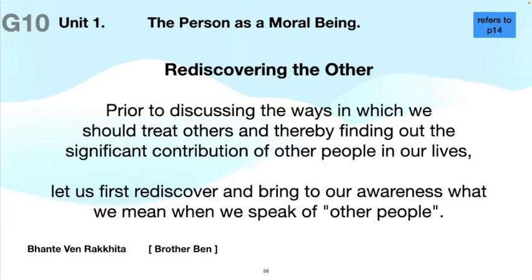Rediscovering the other. Prior to discussing the ways in which we would treat others and thereby finding out the significant contribution of other people in our lives, let us first rediscover and bring to our awareness what we mean when we speak of other people.